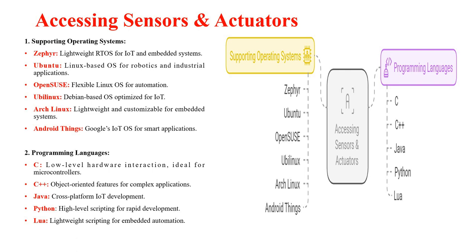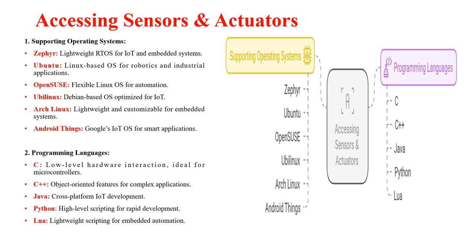These operating systems will provide the necessary drivers, libraries and real-time processing capabilities for sensor and actuator control. The first is the Zephyr, a lightweight RTOS designed for IoT and embedded systems. Then you have Ubuntu, a popular Linux-based OS used for robotics, automation, and industrial applications. Then you have openSUSE, that is a flexible Linux OS commonly used in industrial automation.